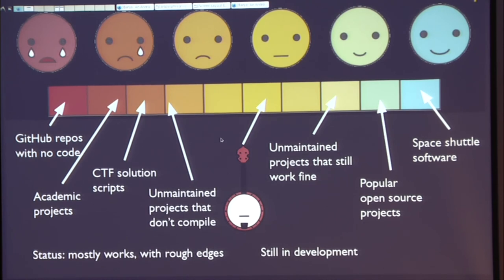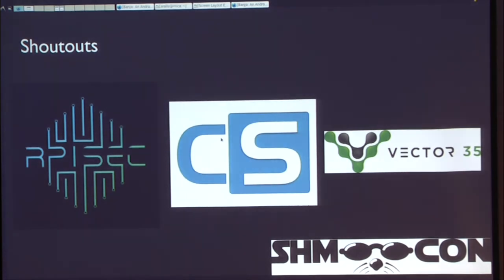Banjo goes into the yellow area. It mostly works, but there are rough edges, and the rough edges are sometimes because I don't know how to do something, sometimes because I'm encountering issues with Binary Ninja. It's still in development. I encourage people to look at it, file issues, and let me know what you want to see, what doesn't work. I'd appreciate that.